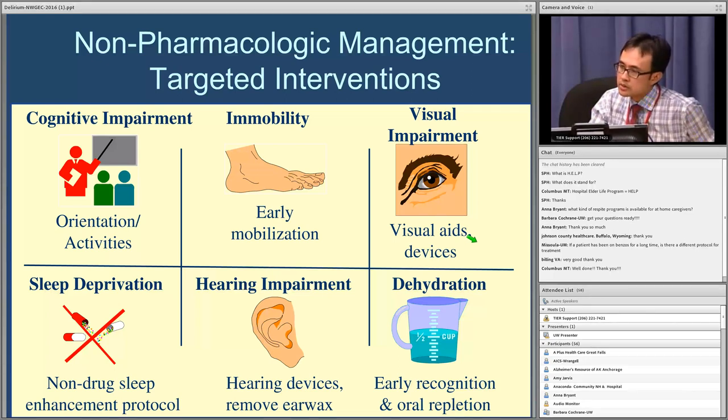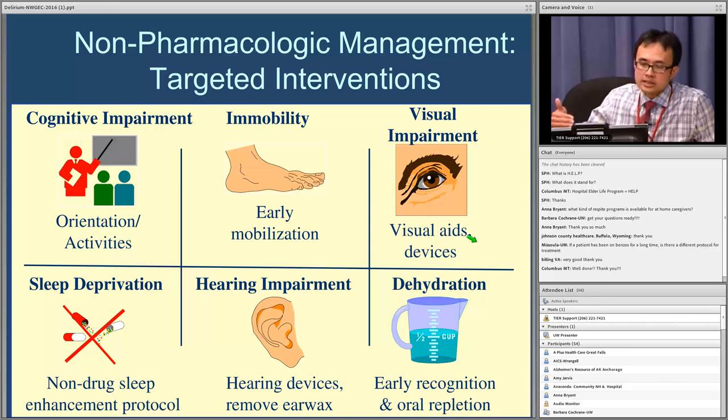Any other questions? Well, there's one more within the audience. Okay, go ahead. So is this something that if you catch it earlier and treat it earlier, there's better outcomes? For delirium, yes. So the question is, if you catch it earlier, treat it earlier, are there better outcomes? The answer is yes.